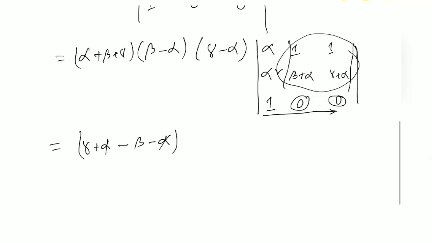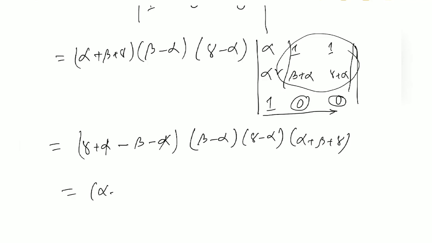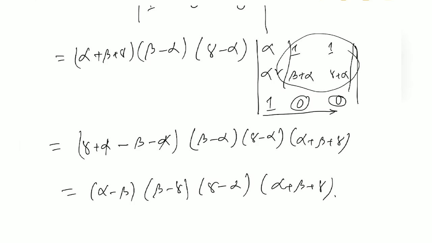Obviously it will be gamma plus alpha minus beta minus alpha. So this alpha cancels, and you will have beta minus alpha into gamma minus alpha, and alpha plus beta plus gamma. Now just write it in the order given in the question: alpha minus beta into beta minus gamma into gamma minus alpha into alpha plus beta plus gamma.